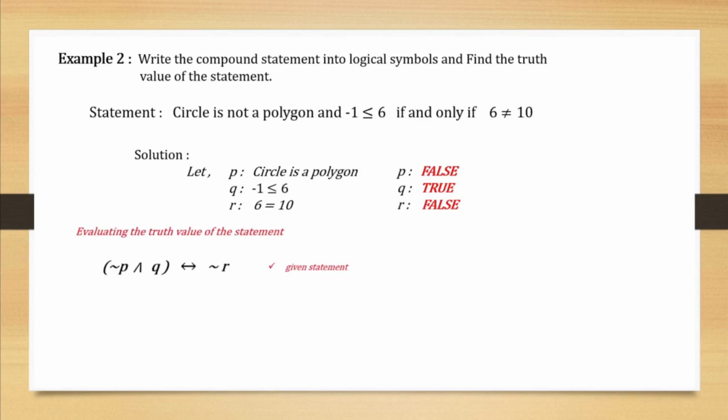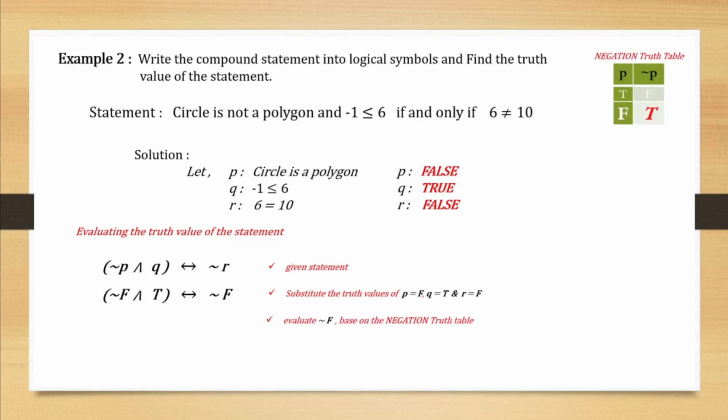This is our given statement, and we have to substitute the truth values for P, Q, and R into our statement. As we update our statement, it becomes the quantity of negation false and true if and only if negation false. As you can see, we have to negate false. So using the negation truth table, the negation of false is true. As we update our statement now, it becomes the quantity of true and true if and only if true.